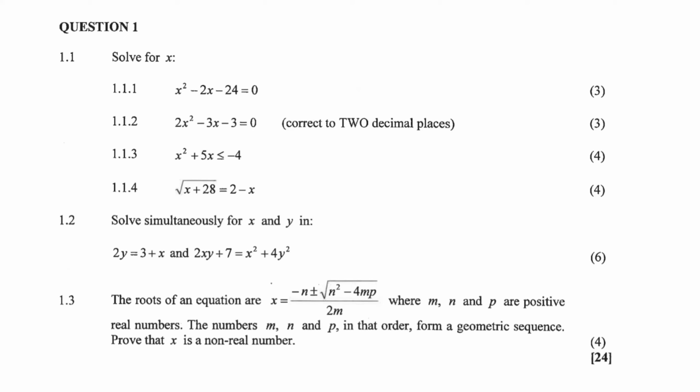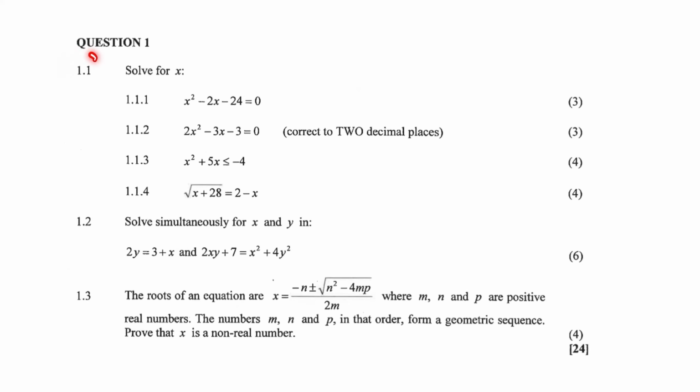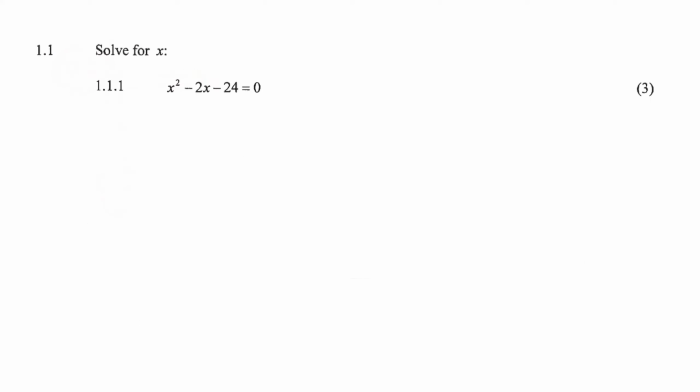Let's start with Mathematics Paper 1 of November 2021 to help you get ready for prelims and final examinations. The first question is solve for x, and we will solve for x in these four equations. In 1.1.1 we have x squared minus 2x minus 24 is equal to 0.